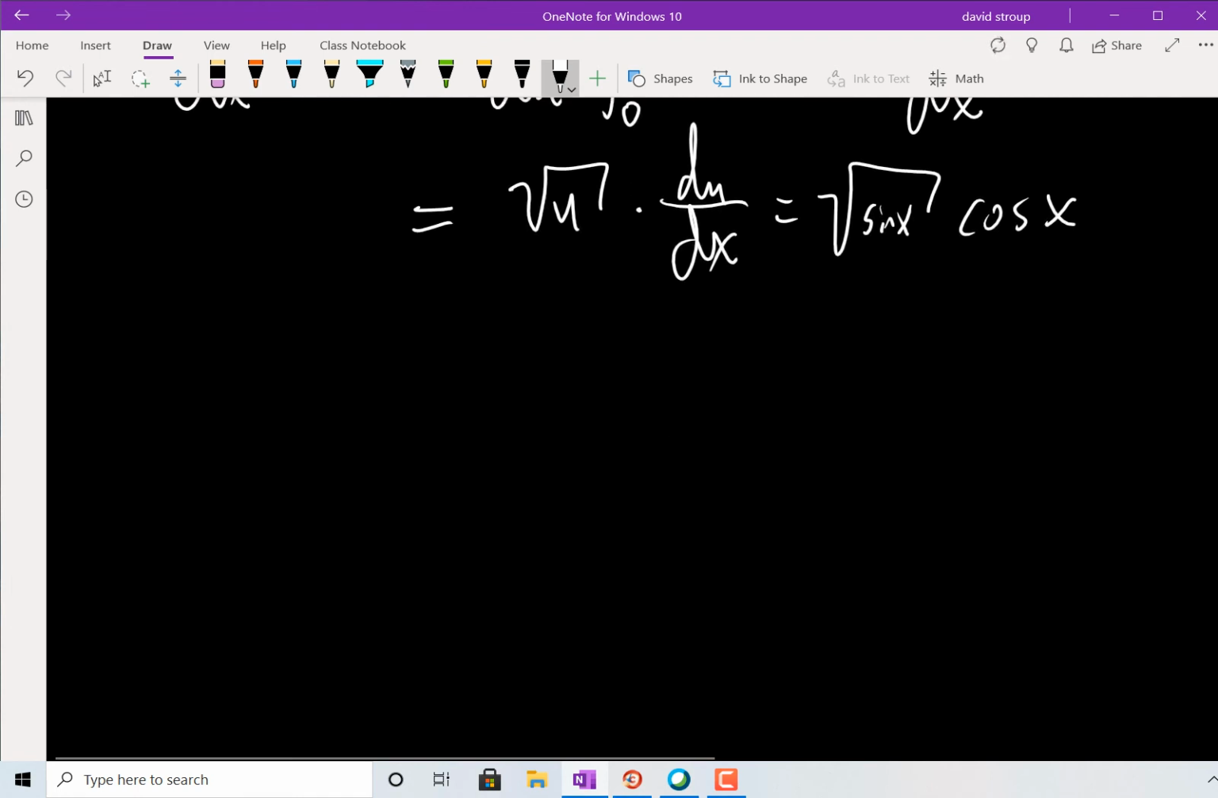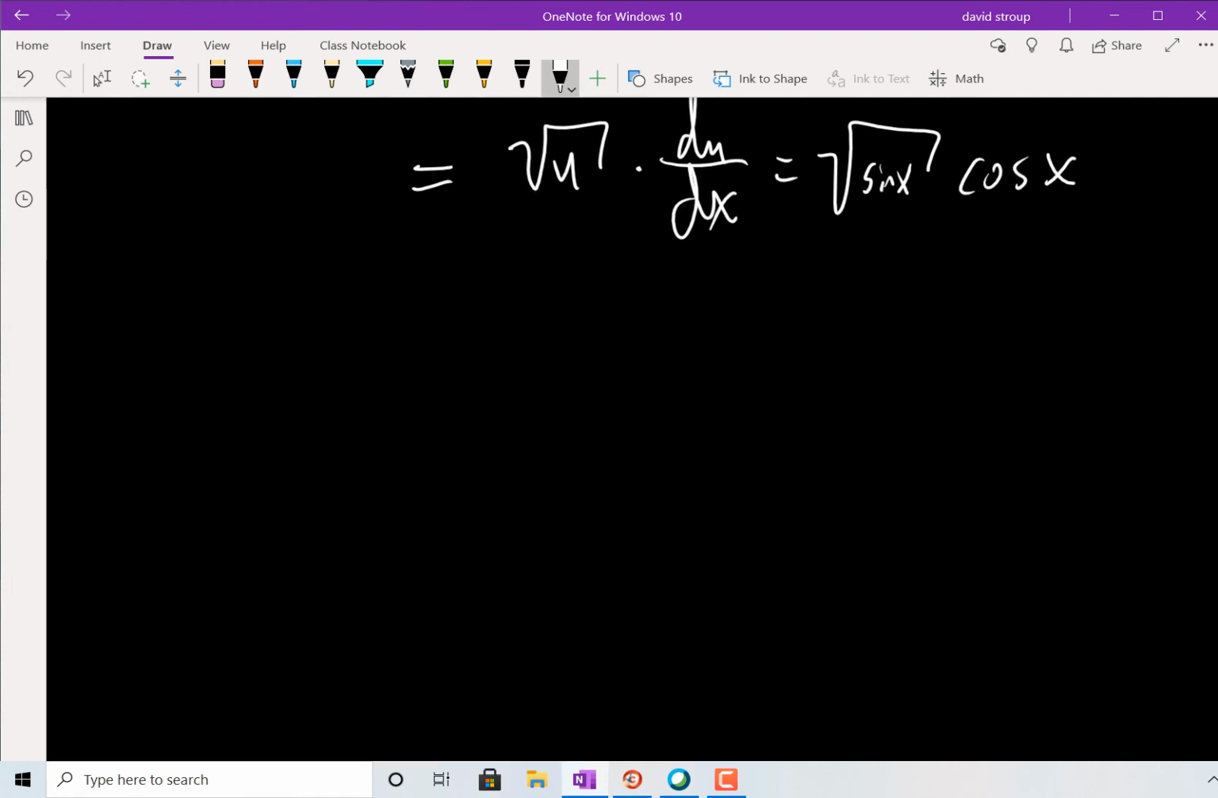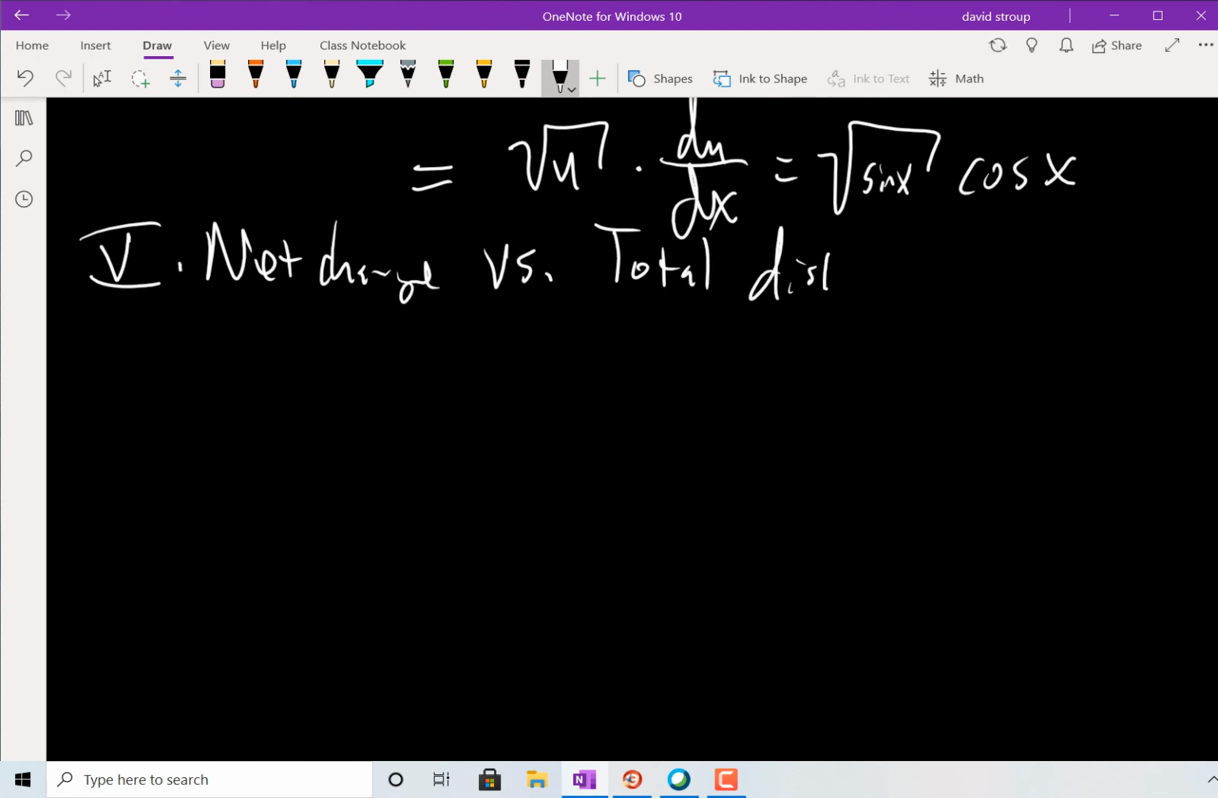One last topic then, after all this high-powered theoretical material. It's kind of a physics thing, I suppose. Section 5 now: net change versus total distance traveled. So what is net change and total distance? Another word for net change is displacement.